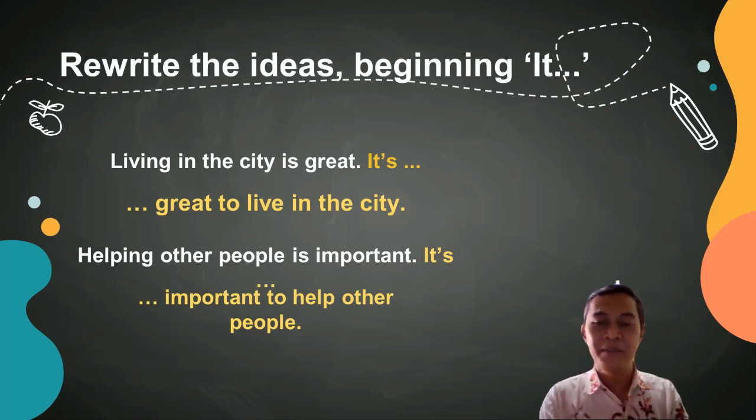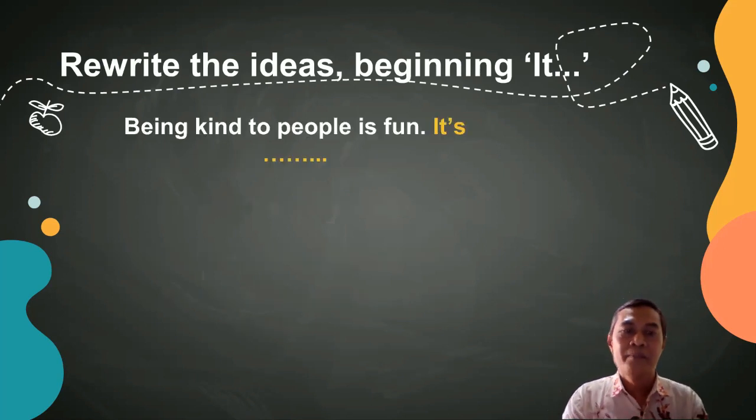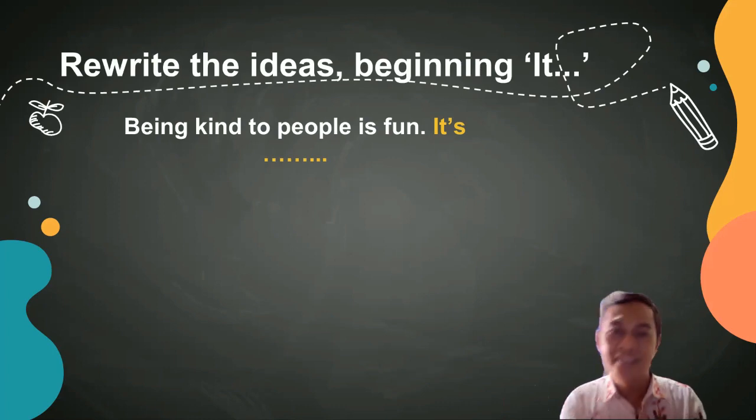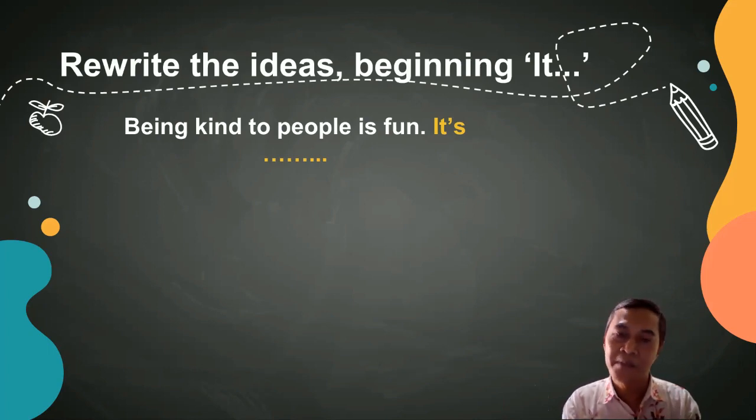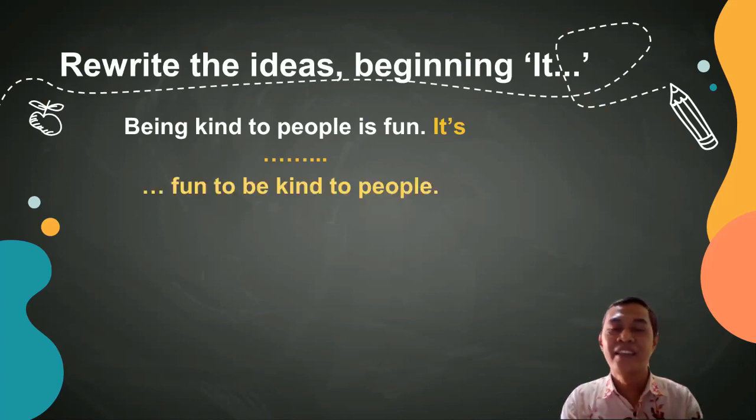Okay, great. Give applause to all of you. Being kind to people is fun. Same as before: it, then be, and then what's the adjective here? Fun. Yes, and then the verb being. Let's try. It is fun to be kind to people. Is that correct, Mr. G? Okay, let's see your answer. Yes, it is or it's fun to be kind to people. Okay, good job for all of you.